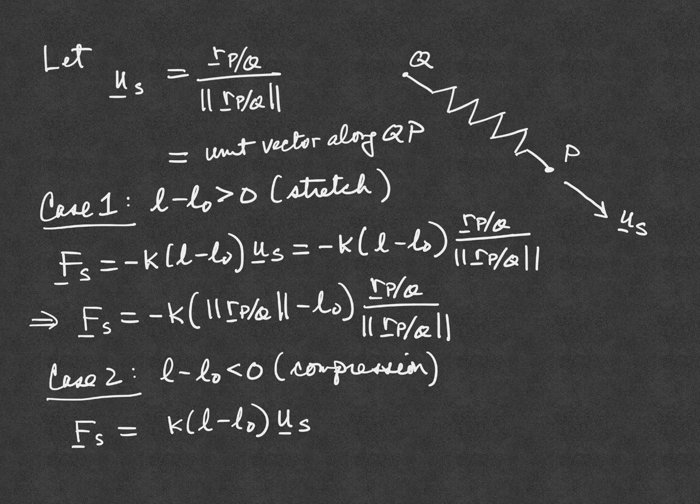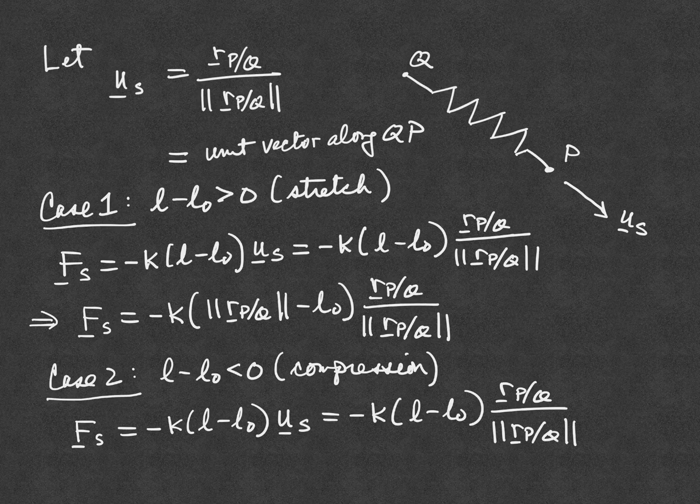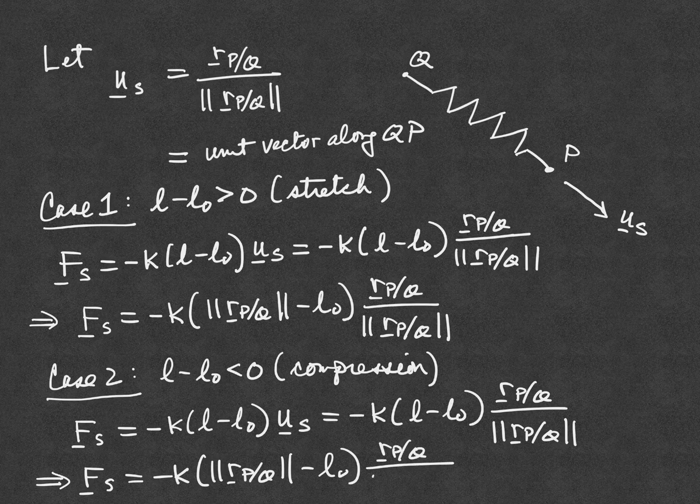So it's in the wrong direction again, which means you have to have a negative sign in front, because that rectifies the direction and makes it such that it's along the direction from Q to P. So once again, if we go through the process, we get minus K times L minus L naught, and then we get the position of P relative to Q, all divided by the magnitude of the position of P relative to Q. And if I make a complete substitution, then once again, F sub S is equal to minus K times the magnitude of the position of P relative to Q minus L naught times the position of P relative to Q, all divided by the magnitude of the position of P relative to Q.